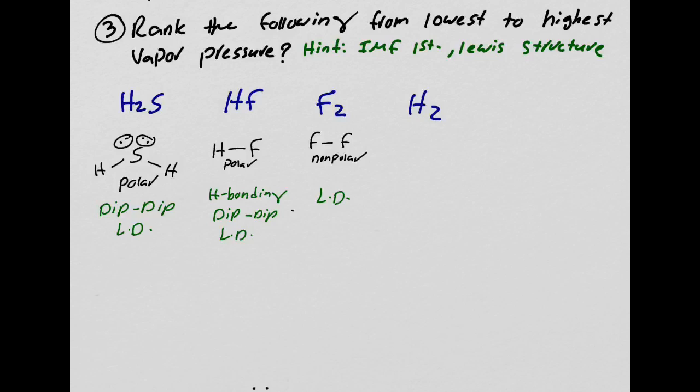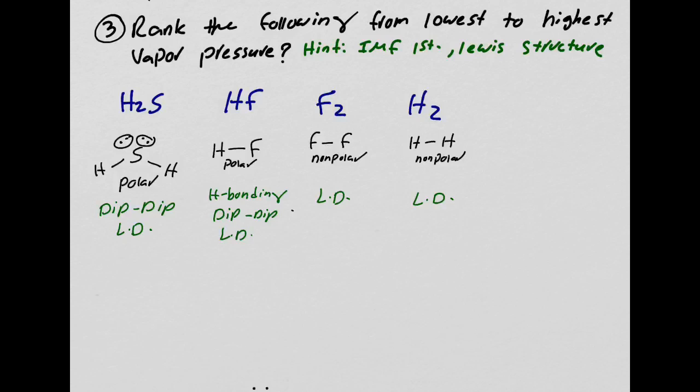The last one is H2. Is it ionic? No. Hydrogen bonding? No, you don't have HN, HO, or HF to have hydrogen bonding. Is it polar or non-polar? This is also non-polar. Again, count hydrogen as covalent to help out. It is non-polar, so it is going to have London dispersion.